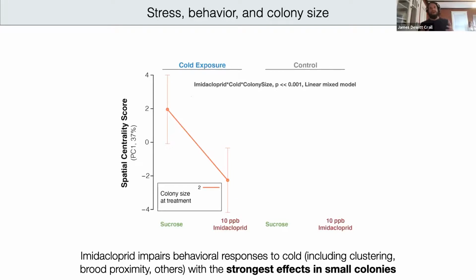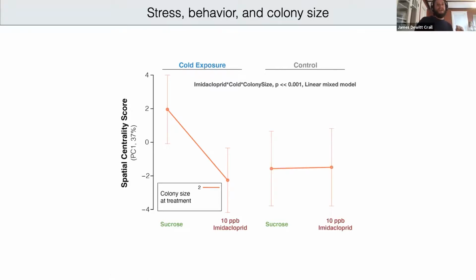And so now what we can do is test this idea that the effects of these stressors are stronger in small colonies. What I'm going to show you are effect plots. On the left here, we're looking at the mean difference between sucrose and imidacloprid exposed colonies that were also exposed to cold. And on the y-axis is the aggregate score on that centrality metric. So what we see is what we expect. In control colonies, we see a relatively high centrality score when they're exposed to cold, so that means they are clustering. If we look at the same effect in the absence of cold, we don't see much effect. So in small colonies, this is more or less what we expect to see.